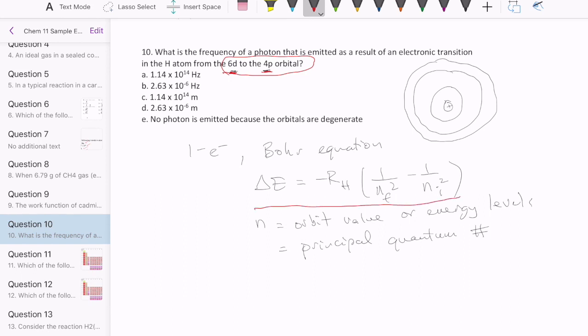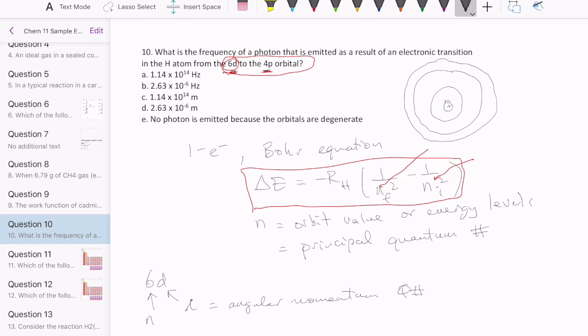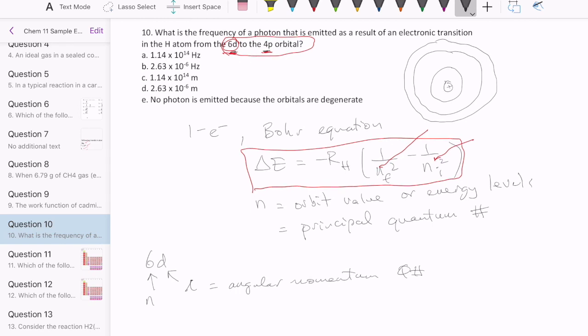If you look at the formula to calculate the energy transition, notice that it just depends on the value of n. It doesn't really depend on the type of orbital. So if you look at 6d, for example, the way that an orbital is labeled, when you say 6d, there are two numbers here, right? One is n, which is the principal quantum number, and the other one is l, which is the angular momentum quantum number. But in the equation to calculate energy, the only number that matters is the principal quantum number.